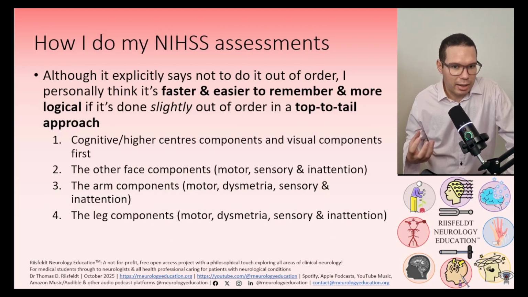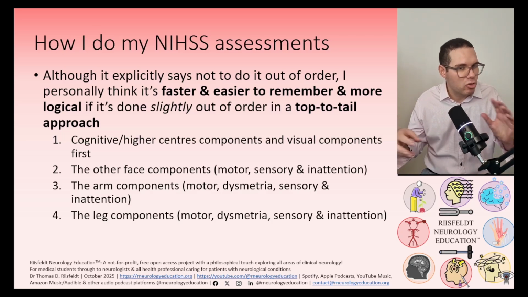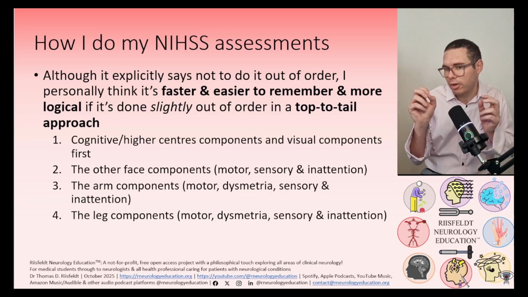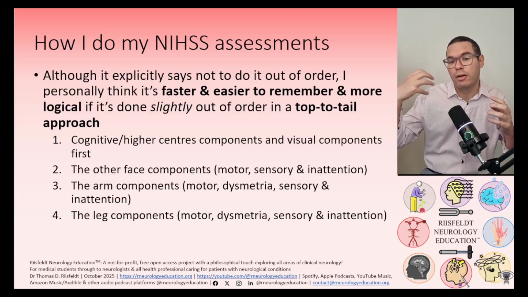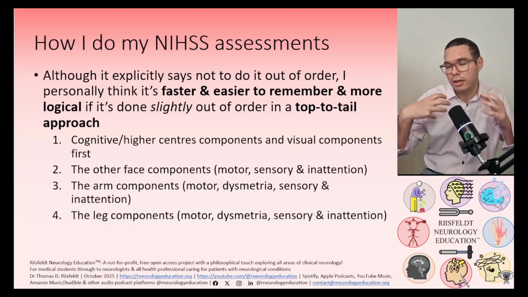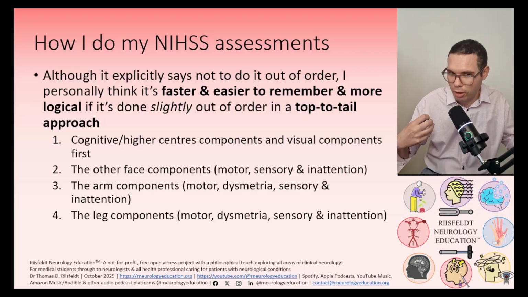So, how do I like to do my NIHSS assessments? Perhaps somewhat controversially, even though the NIHSS publication explicitly states not to do the NIHSS out of order, I think it's faster and easier to remember and more logical if it's done slightly out of order in a top to tail approach. It doesn't majorly change the order. There's just one or two items that move around a little bit, and I just find it makes the whole process more fluid, smoother, it flows nicely, it's easy to remember, you don't skip things, it just works.